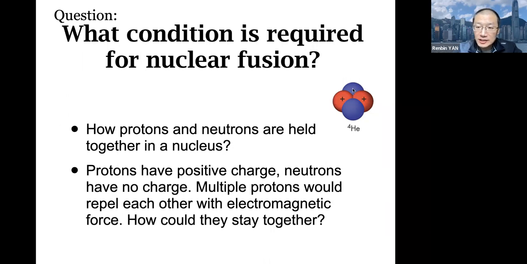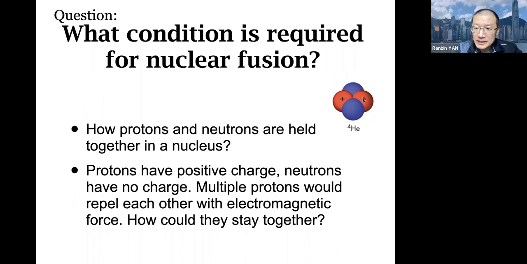Neutrons have no charge, not positive nor negative. In the helium nucleus, you have 2 positively charged protons. The positive charges should repel each other by electric force, right? Because the same charge will repel and opposite charge will attract, right?